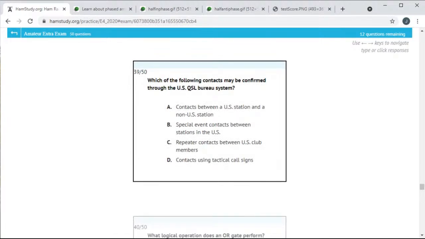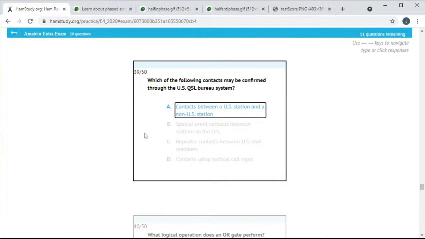Which of the following contacts may be confirmed through the US QSL Bureau system? A, contacts between a US station and non-US stations. B, special event contacts between US stations or between stations in the US. C, repeater contacts between US club members. D, contacts using technical call signs. I'm going to go with A.